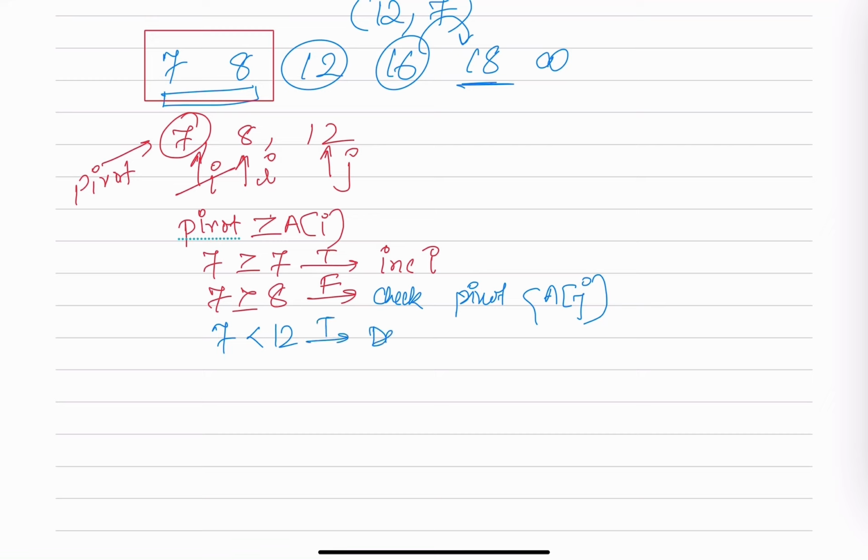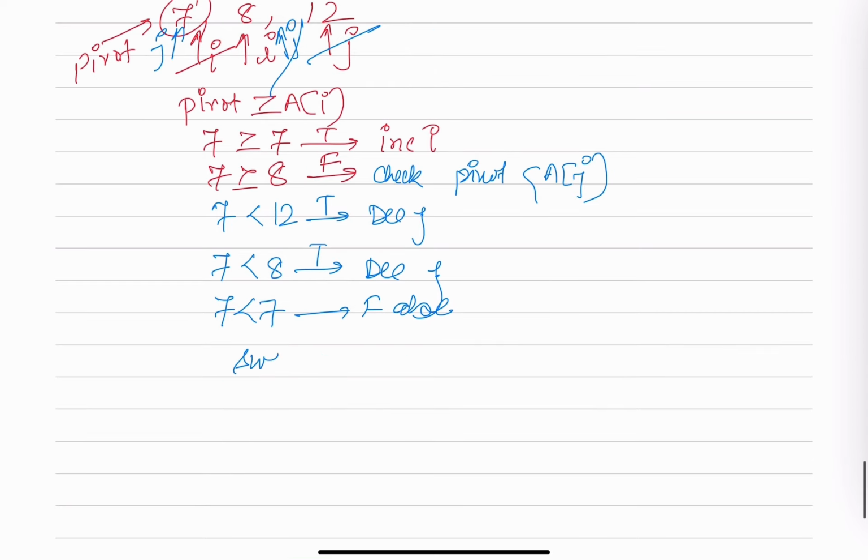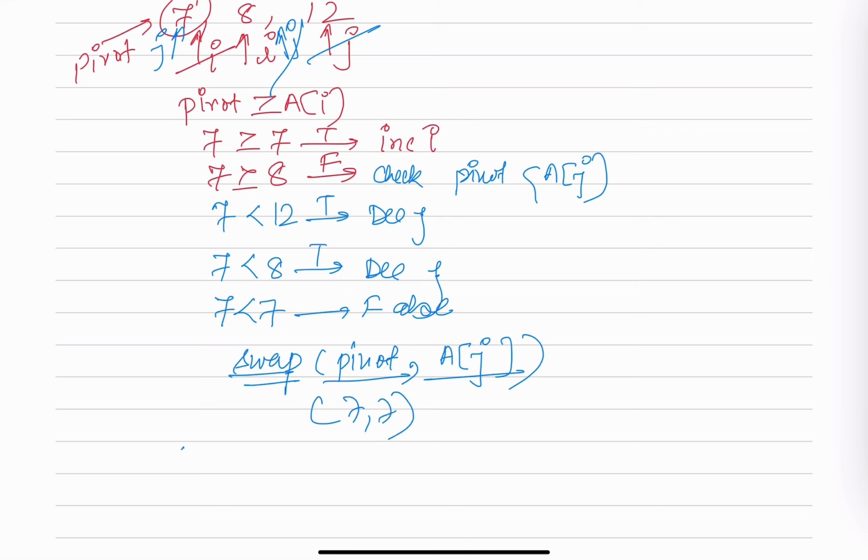Condition is true. Decrement J. So J is here. Now 7 is less than 8. Condition is true. Decrement J. J comes here. Then 7 is less than 7. Condition is false. Means you need to stop. And when you need to stop, what you need to do? You need to swap. Now in this case, I has again crossed J. So you need to swap pivot with A of J. Now if you see pivot and A of J are same, 7 comma 7. So it remains 7, 8, 12.